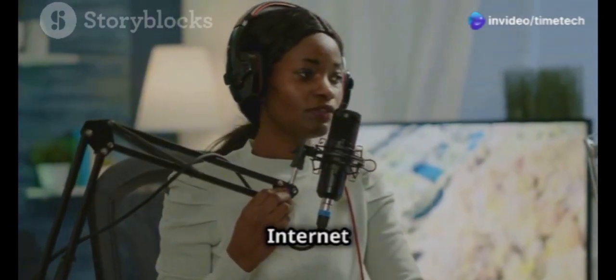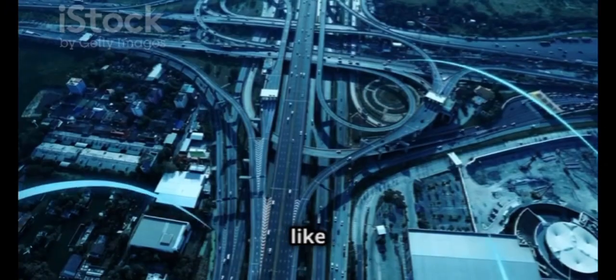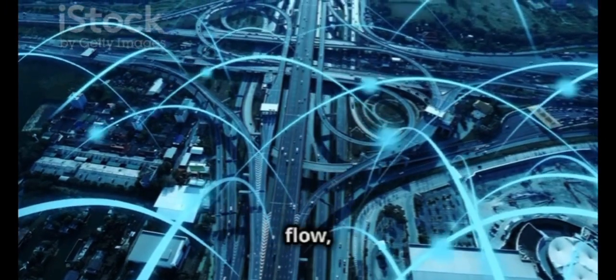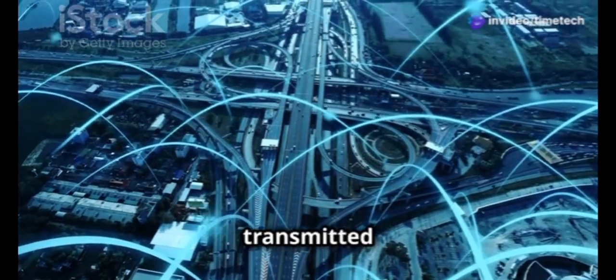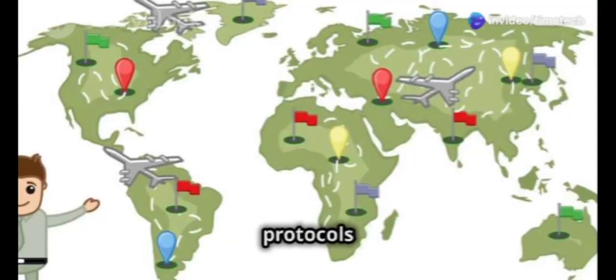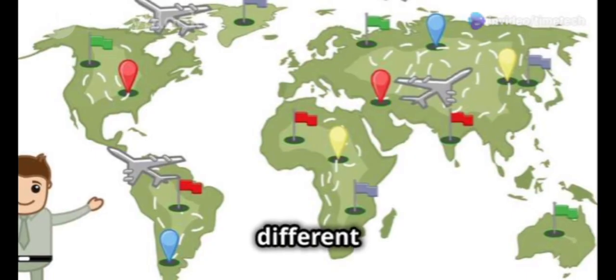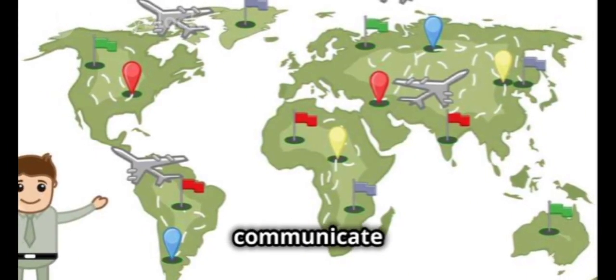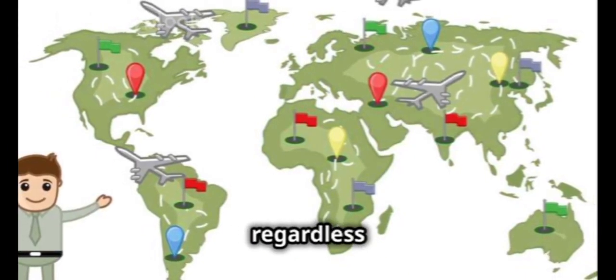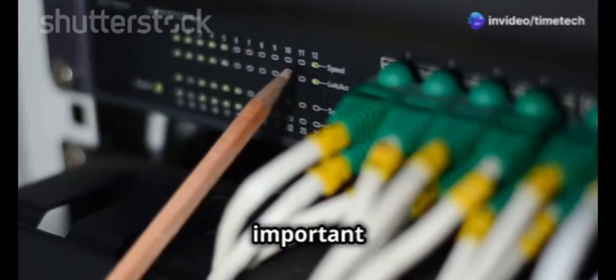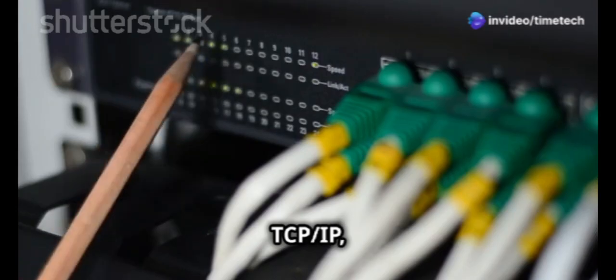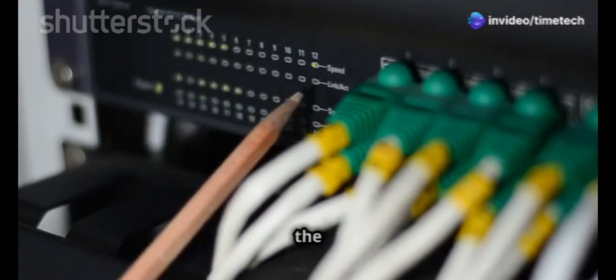Section 5. Internet Protocols in Action. The Rules of the Road. Just like traffic rules ensure smooth traffic flow, internet protocols are a set of rules that govern how data is transmitted and received on the internet. These protocols ensure that devices from different manufacturers and networks can communicate with each other seamlessly, regardless of their location or underlying technology. One of the most important protocols is TCP/IP, which acts as the language of the internet.